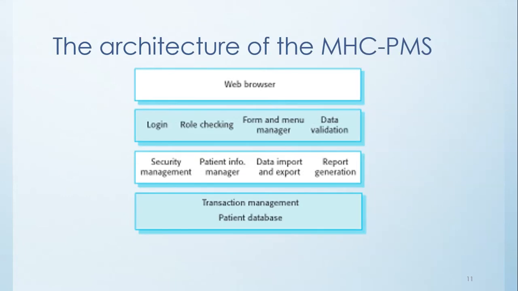So for the mental health facility patient management system, here's an example of a layered architecture that we can use there. We can have the web browser on top, then logging information, role checking, and the layer below again with security management. As you go down the layers, you notice you have more security critical things.